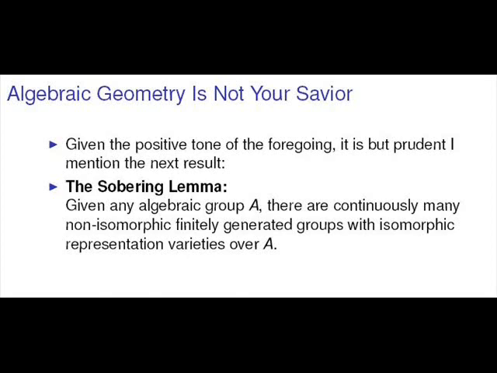I call this the sobering lemma. Given any algebraic group A, there are continuously many non-isomorphic finitely generated groups with isomorphic representation varieties over A. That means that you have continuously many groups sharing all the same invariants. So this is not so great. This is just countable stuff. This is not God. So this is just very ordinary stuff in some sense.